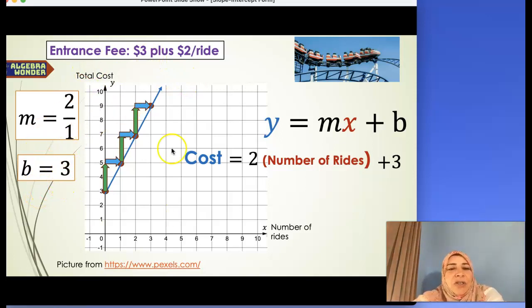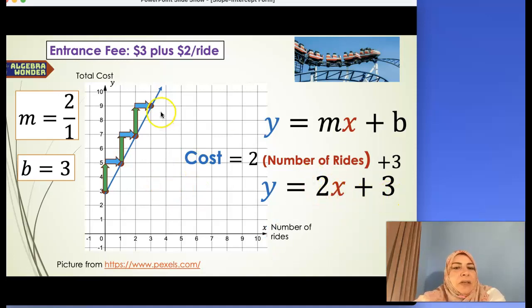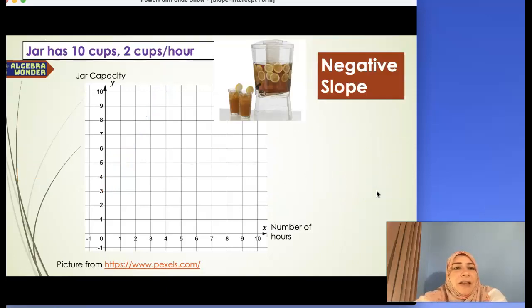So this is actually what you have been doing in your brain to calculate the cost. So y = 2x + 3. 2 is the slope or the rate, and b is the entrance fee or the y-intercept. Okay? So it's very important to understand the connection and make sense of it in your brain. This is the slope-intercept form. m is the rate, is the slope, and b is the entrance fee, the constant or the starting amount, or the y-intercept.